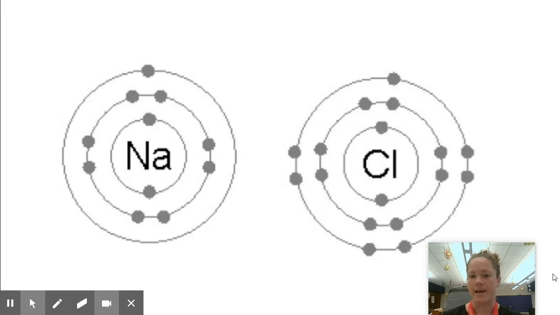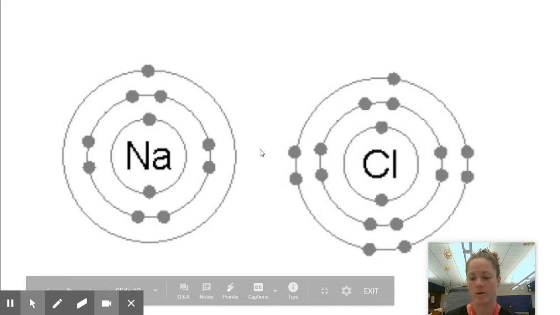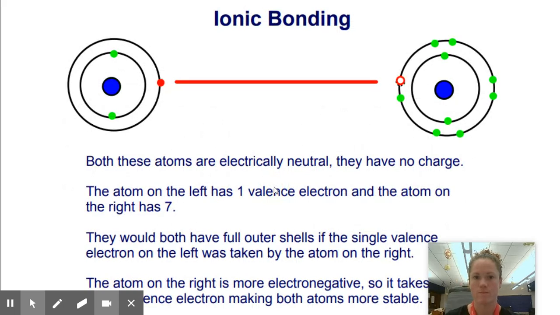All right, so again, NaCl: Na has 1 electron in its outer shell, Cl has 7, so they want to bond together. Here's just another example. This becomes positively charged because it's losing an electron. This becomes negatively charged because it is gaining an electron. Now they satisfy the noble gas rule, the octet rule.